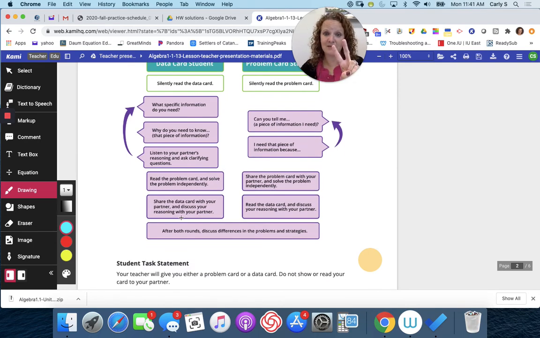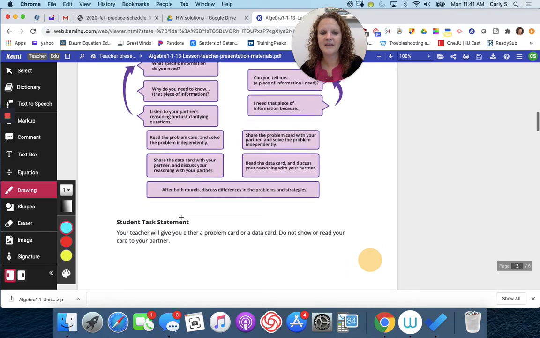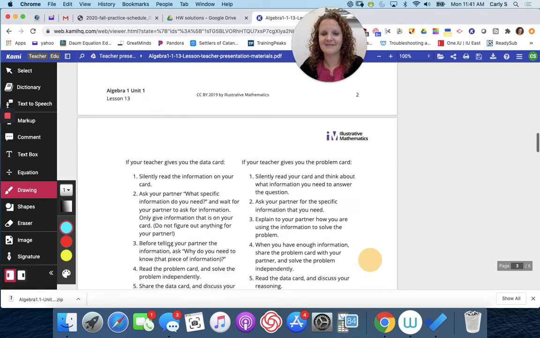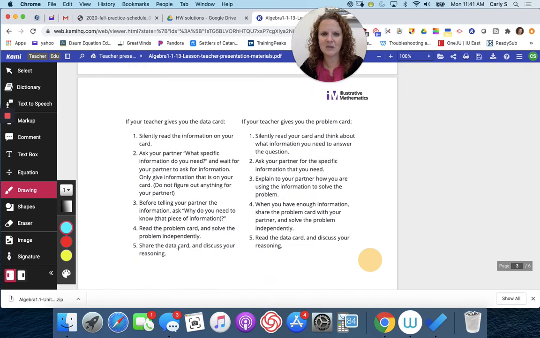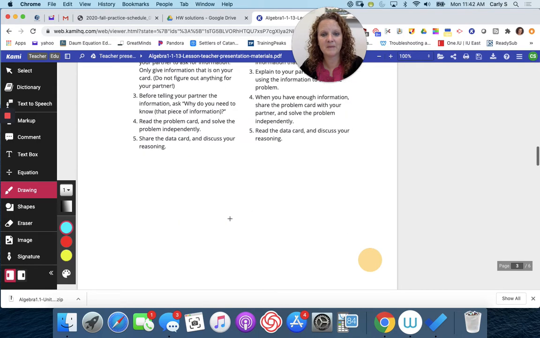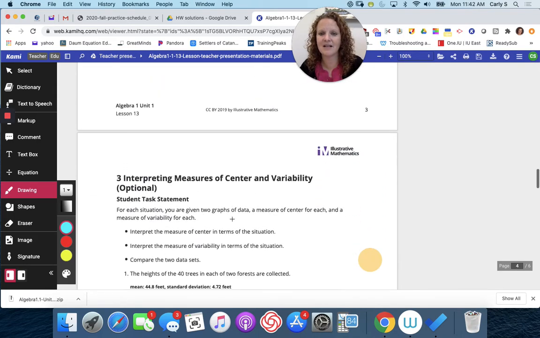And I've got 2 rounds of those. Okay? There's a problem 1 and a problem 2. All right, and it says here, do not show or read your card to your partner. Wait for the questions. Okay, and this you'll be given. Silently read the information. Ask your partner questions before telling your partner information. Ask why, okay, etc. Silently read your card. Ask your partner for information. Explain how you're using the information, and then you guys can solve the problem. All right, so that will be done in class.